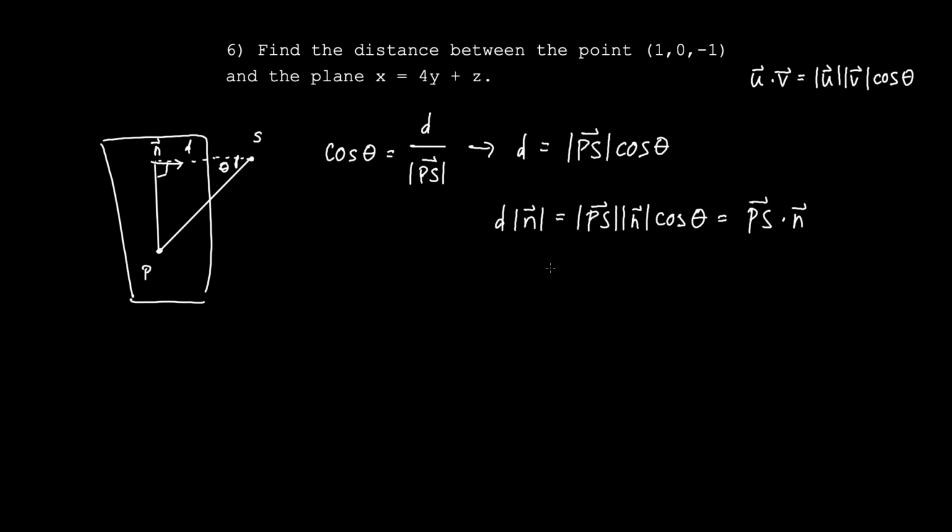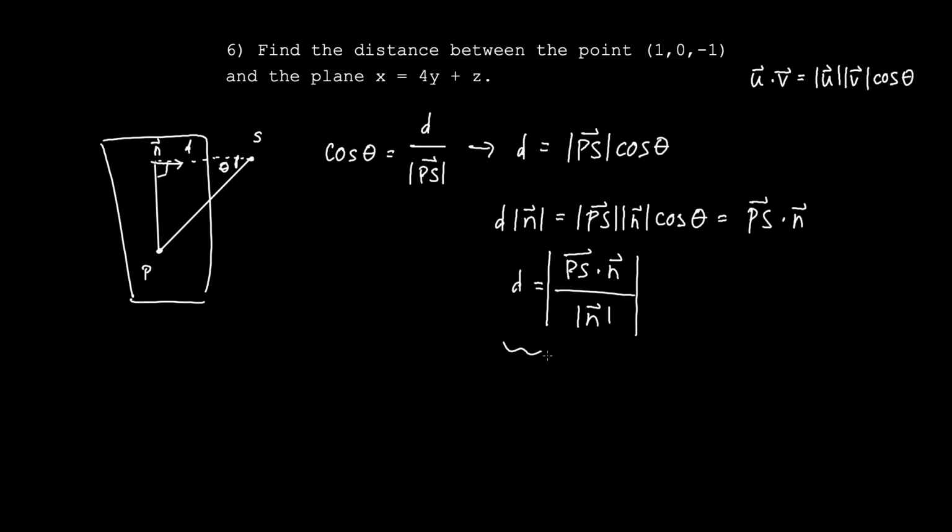Now if we isolate D again, we just divide this to the other side, and we get D is equal to PS dot n, they're both vectors, divided by the magnitude of the normal vector n. And the last step is just to put absolute value signs around it, because the distance cannot be negative. So the distance must always be positive, and that's why we have the absolute value signs around it.